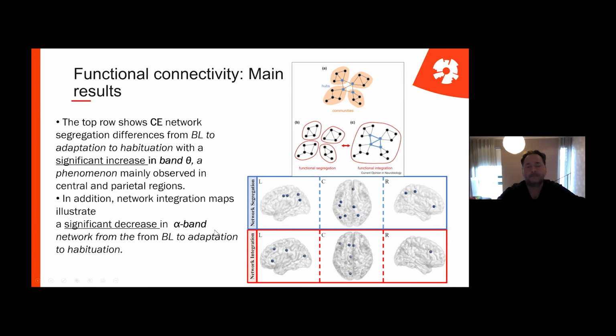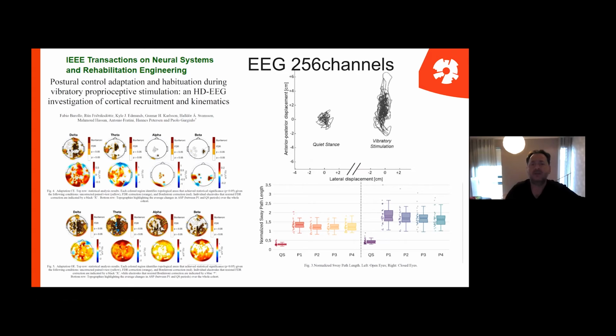Moving forward, we did repeat the study with 256 channels, and the main difference from the previous study, and you can also find the results published in journals, these are all done in 2020, 2021. But here now, by increasing the number of channels, we finally find also significant results on the topological plots. So we can really see the distribution of power on the scalp during habituation and during adaptation. So this is very, very important.